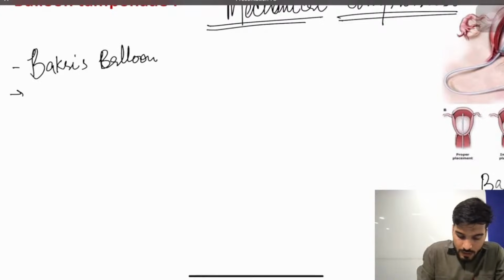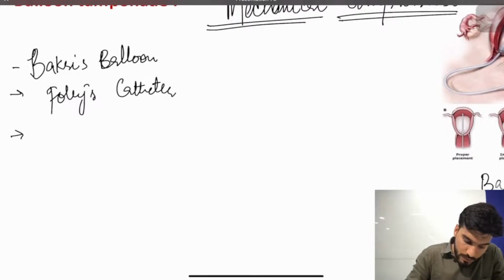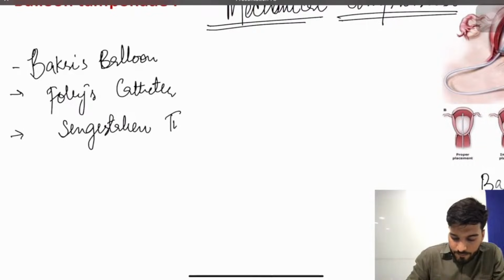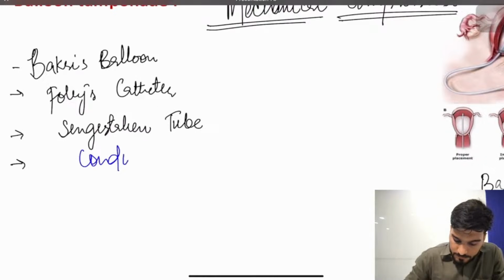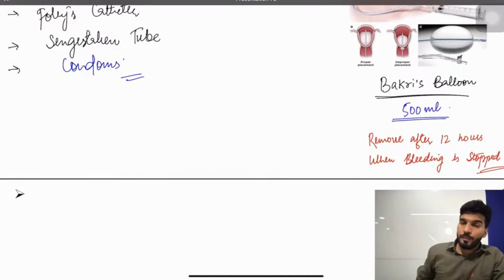Sir, for mechanical compression we are also using Foley's catheter. Sir, for mechanical compression we are also using Sengstaken tubes. But in India we are cheaper, we use condoms. Okay, so that's all about the mechanical compression. Now if the mechanical compression has failed, we'll use the compression sutures.